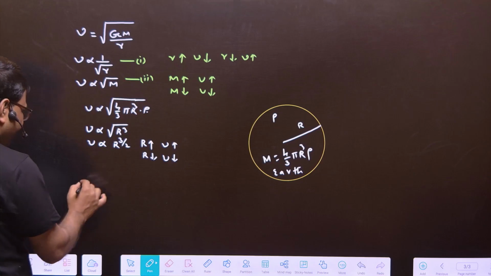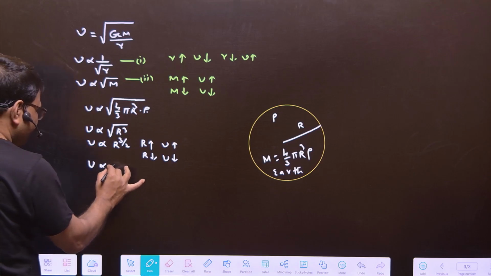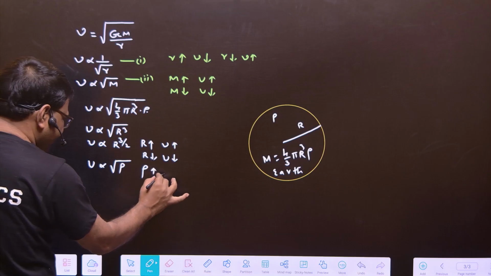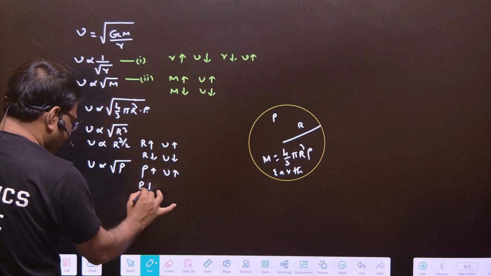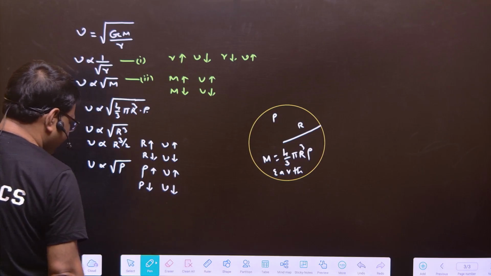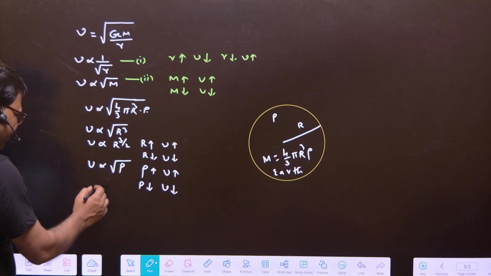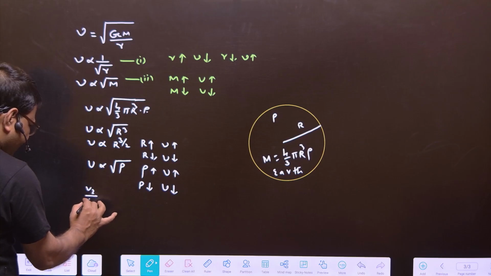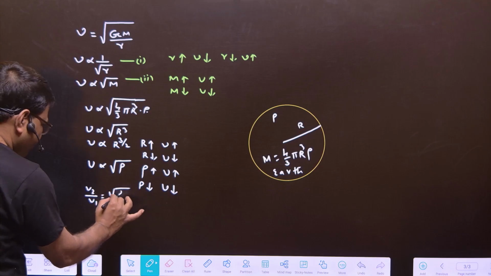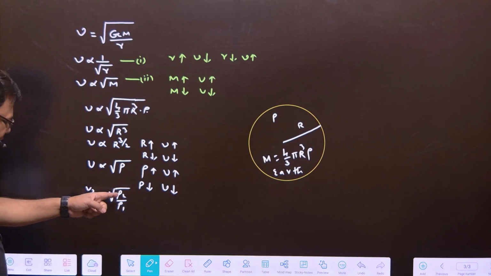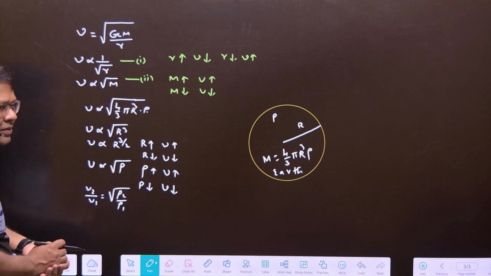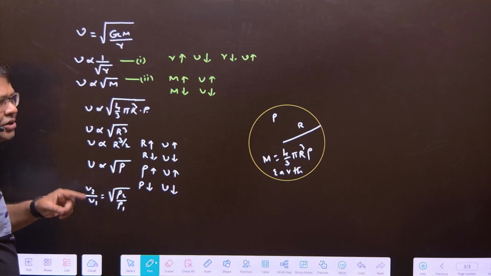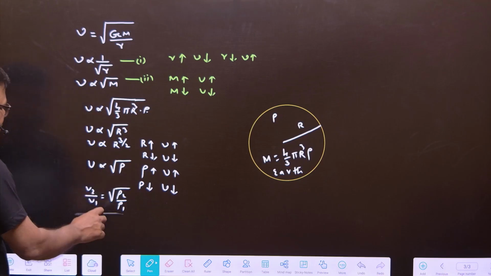And also see, velocity is directly proportional to the square root of density. Rho increases, V increases. Rho decreases, V also decreases. From this relation we can establish this formula: V2 by V1 is root over of rho 2 by rho 1. Rho 2 means the density of one planet, rho 1 the density of the other planet, and V2, V1 are the orbital speeds of the satellites revolving around those planets. We can compare this.